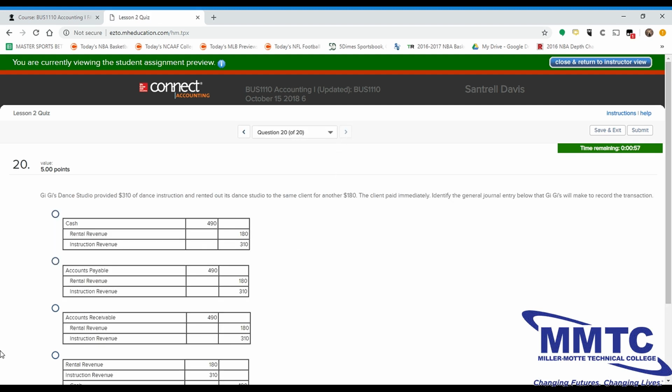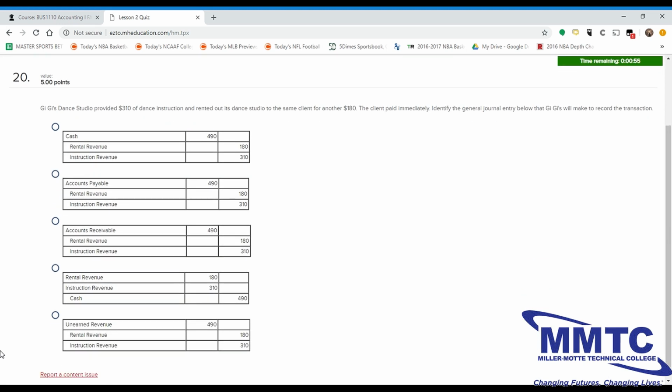Let's get this one right. That's the easy one. It says the studio provided $310 of instruction and rented out its studio to the side for another $180. So that's $490. The client paid immediately, so that's cash. The studio renting it out was $180 and the class was $310.